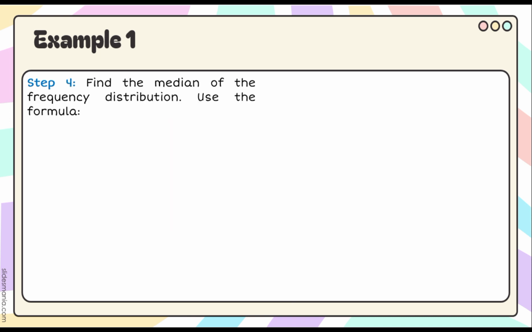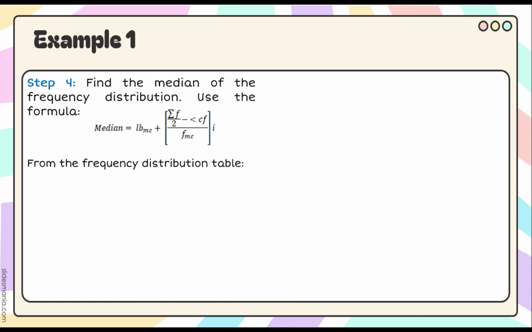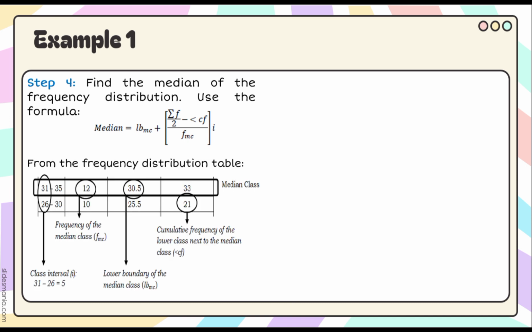Okay, for the fourth step in solving for the median of group data, we find the median of the frequency distribution. So use the formula. I have already discussed the formula in solving for the median of group data, right? From the frequency distribution table, to solve for the class interval, we subtract 31 minus 26, which is equal to 5. So our class interval here is 5.